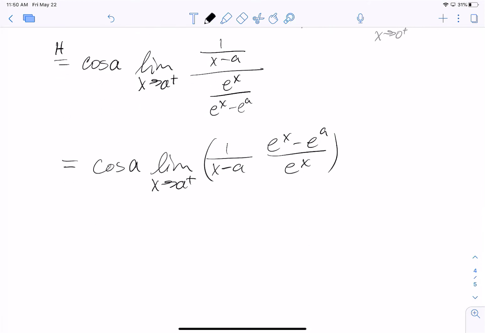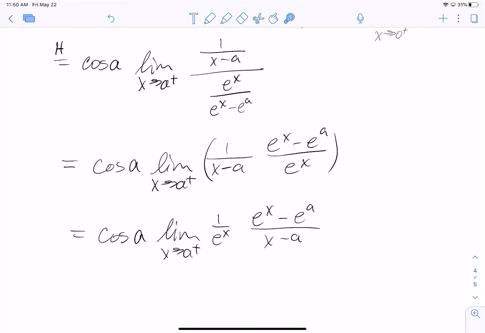I'm again going to just rewrite this. Cosine of a times the limit as x approaches a from the positive side of 1 over e^x times (e^x − e^a) over (x − a). And you might say, well, you didn't do anything. Well, not really, but I've changed the way it looks. I've put the e^x − e^a as a numerator with a denominator of x − a. Notice also that we have 1 over e^x, which wouldn't be a problem if x is a. So another quick rewrite.